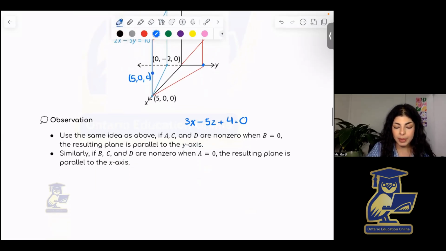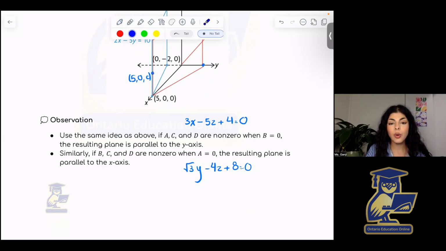And similarly, when B, C, and D are non-zero, for example, square root of 3 y minus 4z plus 8 is equal to 0, we see that there's no x component here. So this resulting plane is parallel to the x-axis, and any value of x will not affect our plane. And so you can now sketch any plane of this format.